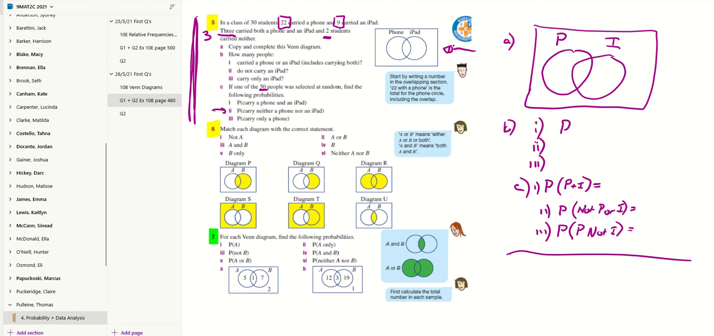Now we're going to have a look at question 6. So question 6, let's do that in green. We're doing this one. We're going to match up the diagram with the correct statement. So in here, what you're doing is you're matching up these diagrams down here with the correct statement. They've got letters on them. So this one is diagram P. This one is diagram Q. This one is diagram R, diagram S, diagram T, and diagram U.